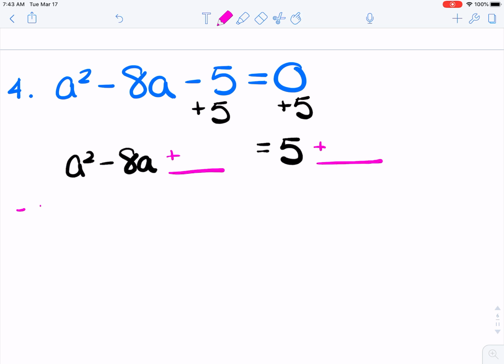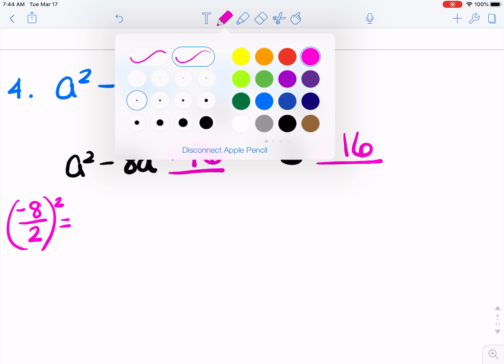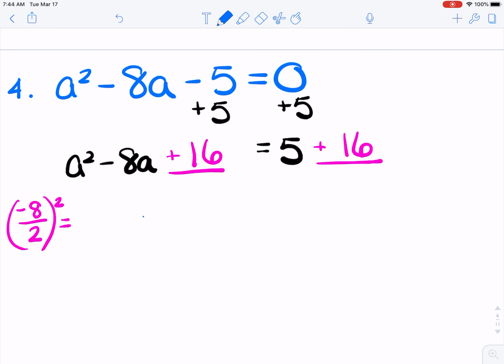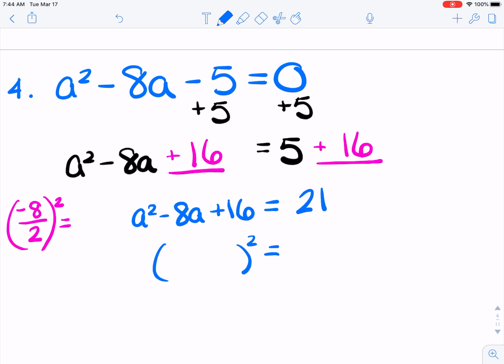So again, I take that middle term of negative 8, I divide it by 2, and I square it. This is going to be 16. So I have a squared minus 8a plus 16 equals 21. The left is always going to be factored. If it can't be factored, you did something wrong. You did not add the correct number on both sides to complete the square. So this is a minus 4 squared, and then I've got 21.